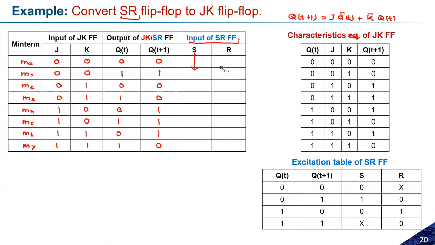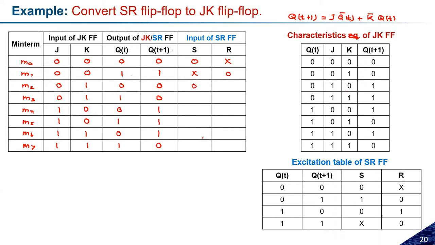Now, once we are ready like this, I need to use the excitation table of the SR latch or SR flip-flop to prepare the rest of the two columns. So let us see here. QT and QT plus one equal to zero, then S and R are zero and the cross. I just have to refer to this excitation table. That is why I have used the color blue here, so that you will be able to understand. So zero and zero will give you zero and cross. Next one is one and one, which will give you the cross and zero.